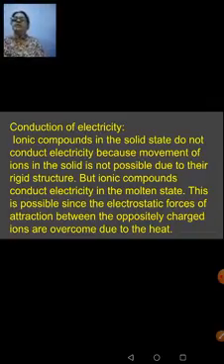So when you're talking about conduction of electricity, ionic compounds in the solid state do not conduct electricity because movement of ions in the solid state is not possible due to their rigid structure. But ionic compounds conduct electricity in the molten state as well as in their aqueous form. This is possible since the electrostatic force of attraction between the oppositely charged ions are overcome due to the heat. When it is in the molten form, heat is supplied. Energy is supplied means what? Electrons are free to move there.